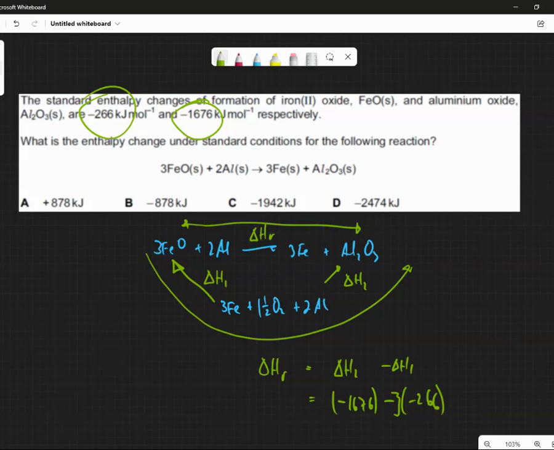Let me do the answer. So it's 266 times 3, 798. 1676 minus 798 is 878, and it's going to be B. All right, there you go. If I get some things wrong, and I will get things wrong, don't worry about it. All right, well done.